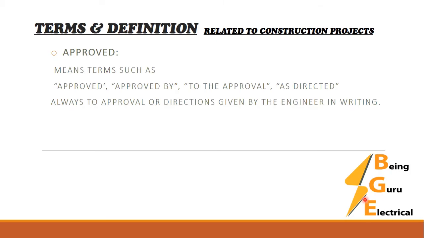So let's start. The first term is approved. The terms that include such as approved, approved by, the approval, is directed. So this type of term relates to the approval of any document, specification, contract. So this is the most common term used in the construction projects.